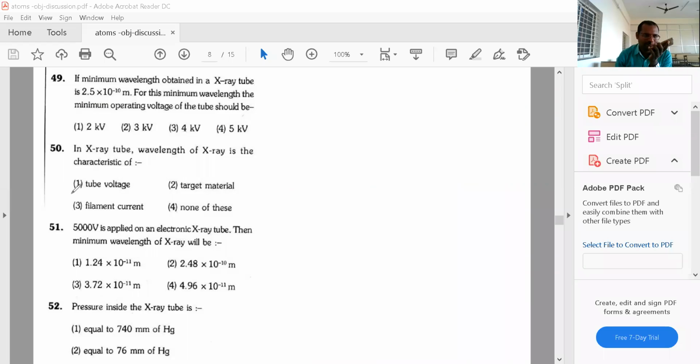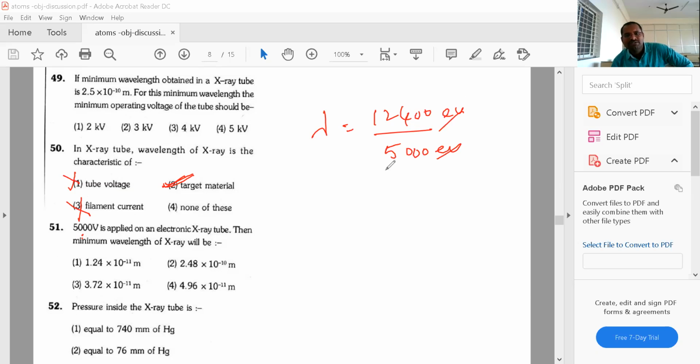Next, question number 50. In an X-ray tube, the wavelength of X-ray is characteristic of the target material, not the filament current, not the tube voltage. It is the target material. Clear? Remember this point. Next, 5,000 volt is applied on an electron in an X-ray tube. Then the minimum wavelength of X-ray is lambda equal to 12,400 divided by the voltage in electron volt, which is 5,000.